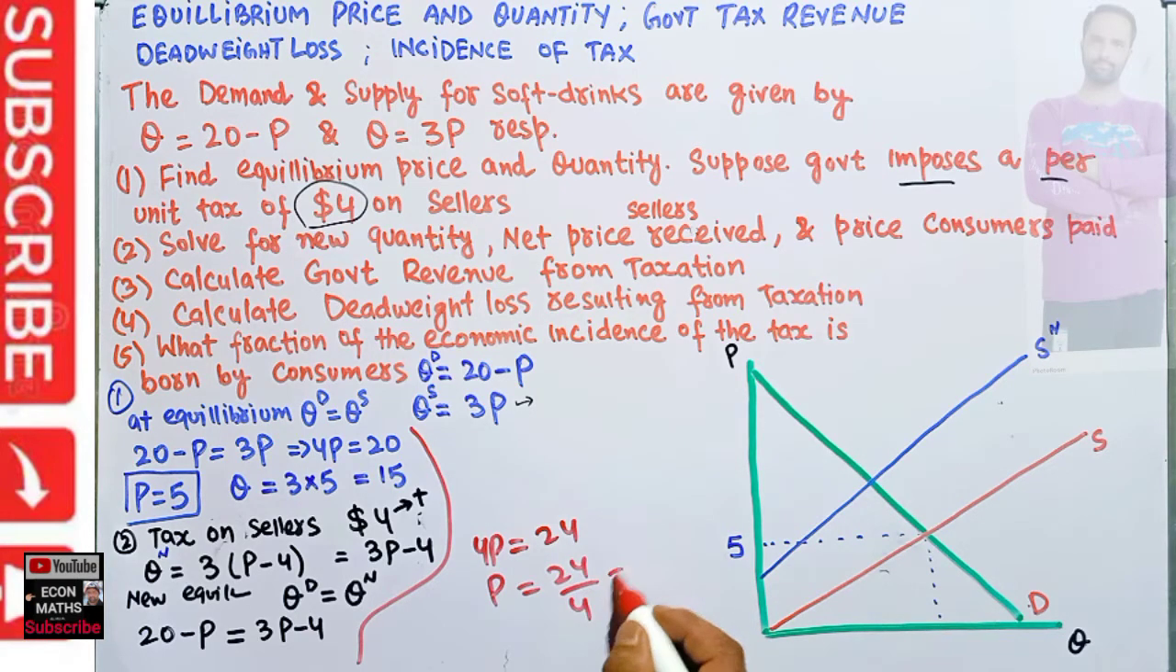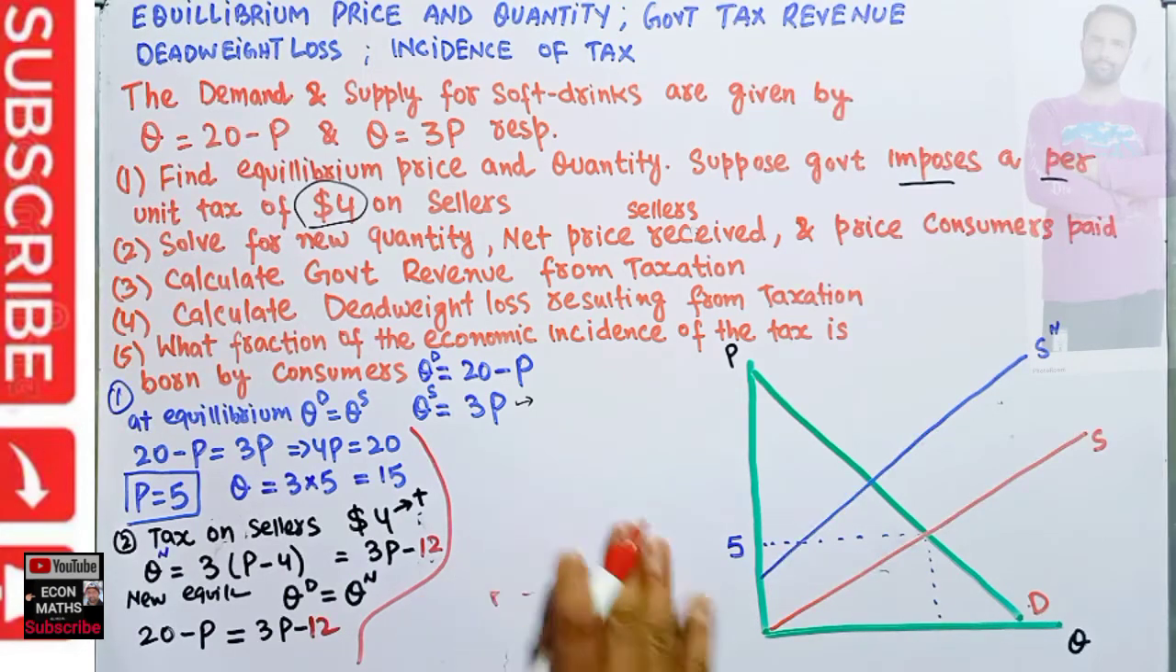So this is, 4 6 are 24. I hope I have done the calculation right. Sorry, here 3P minus 3 4s are 12. It is here 12. Okay, so here we will have 12.